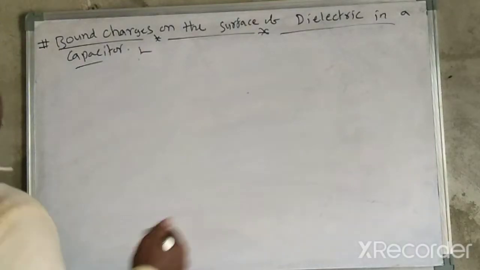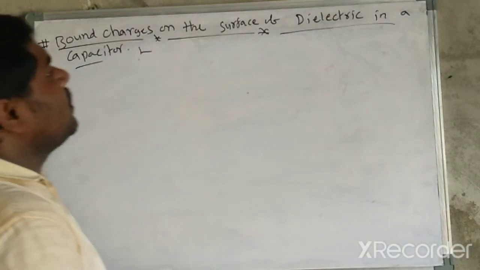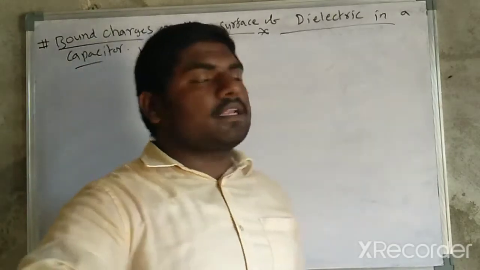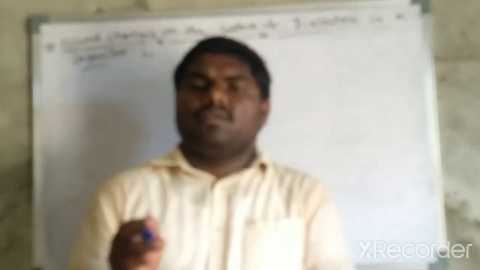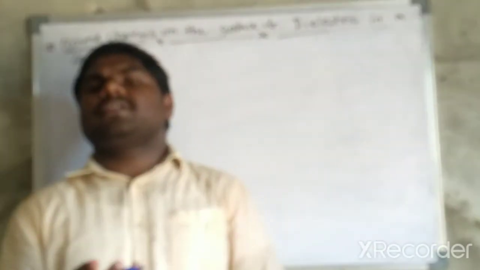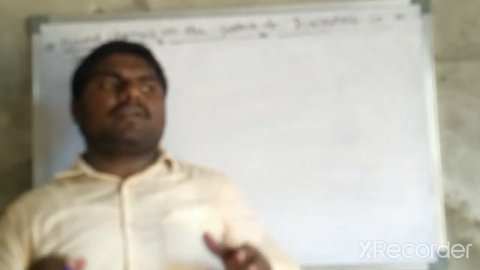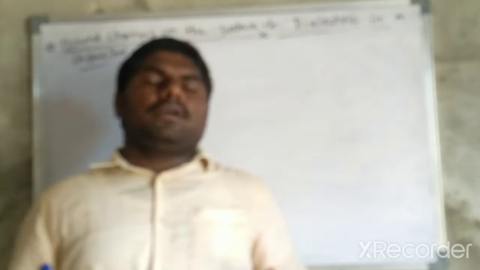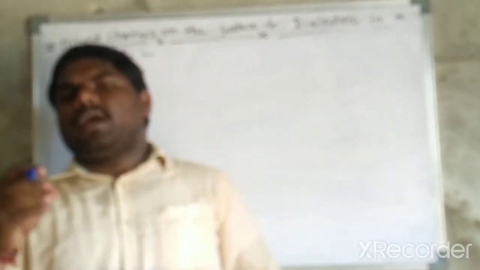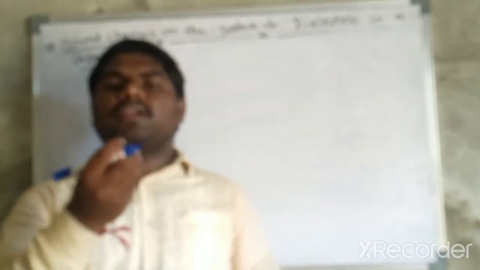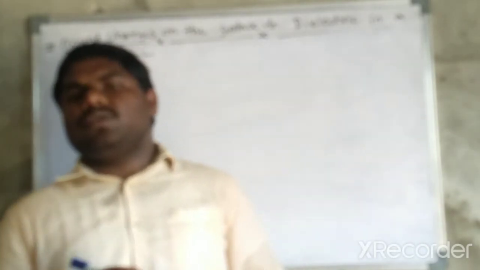Another important concept: bound charges on the surface of a dielectric in a capacitor. Here I am going to take two plates. One is the positive plate, another one is the negative plate. Why? Because the positive plate is connected to the battery's positive terminal, and that's why the charge accumulated on its surface is positive.